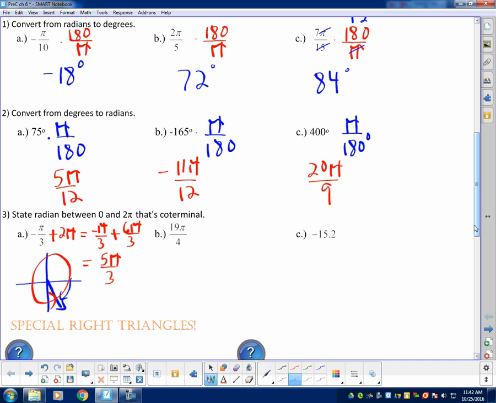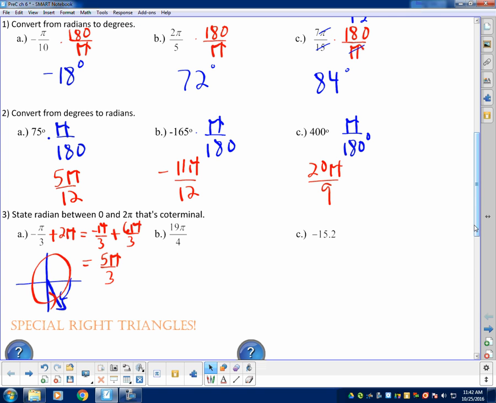Once you're a little more familiar with the unit circle and those special right angles, something like negative pi over 3, you will see that as 5 pi over 3, I think immediately, just based on where it's located. 5 pi over 3 is around in this fourth quadrant.